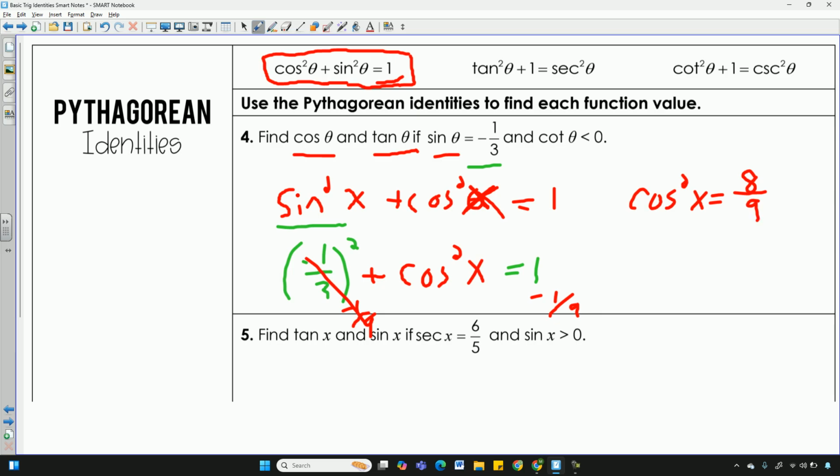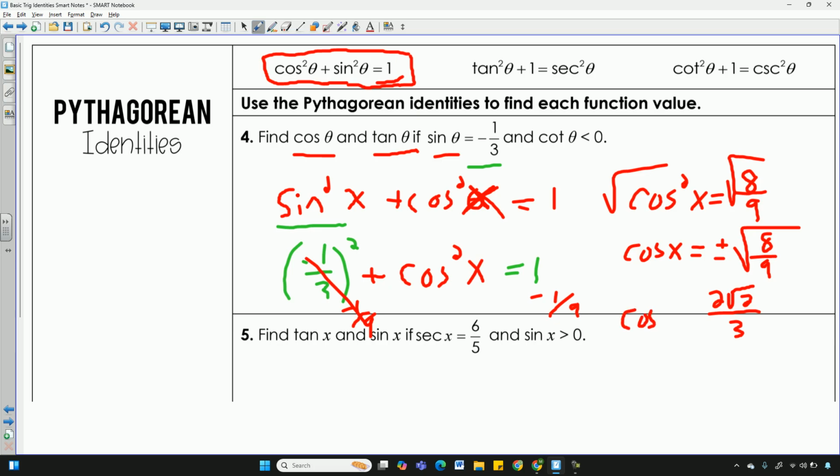And that means if we square root both sides, we'll have cosine of x equals plus or minus the square root of 8/9, which is, 8 is going to be 2 root 2. That's one I just memorized over time. And square root of 9 is going to be 3. It's plus or minus that. So cosine of x is going to equal plus or minus that.